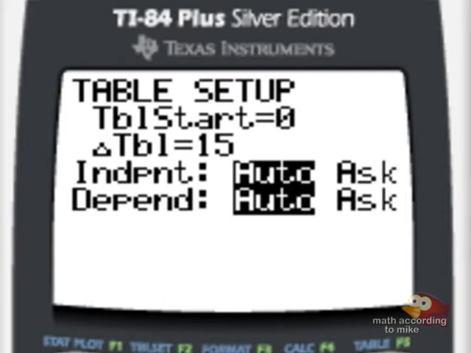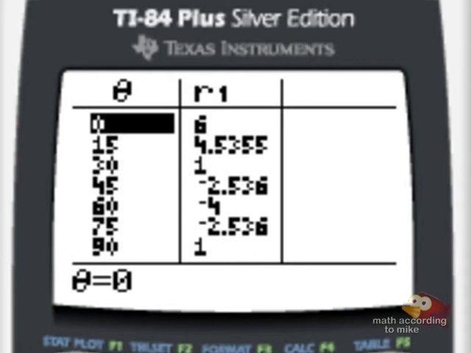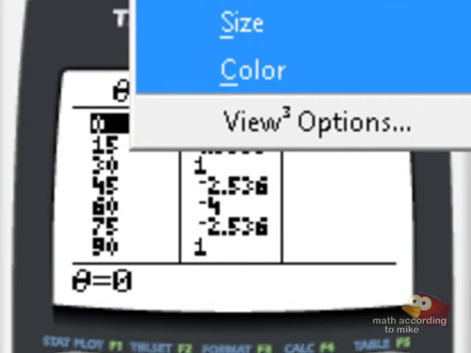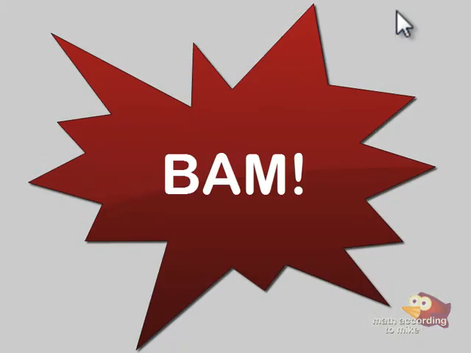And then if you go to second table, there's your table. Now mine's a little gunky. I'm going to make the size a little bit bigger. Bam!